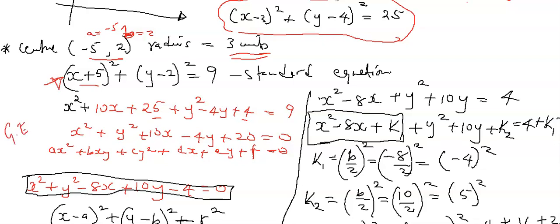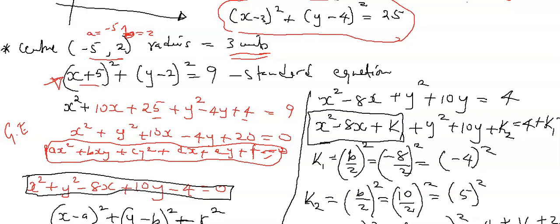If you expand that, you'll get x squared plus 10x plus 25 plus y squared minus 4y plus 4 is 9. If you organize it, you get x squared plus y squared plus 10x minus 4y plus 20 is equal to 0. And it is of the form ax squared plus bxy plus cy squared plus dx plus ey plus f is equal to 0. In our previous video, you have come across that.